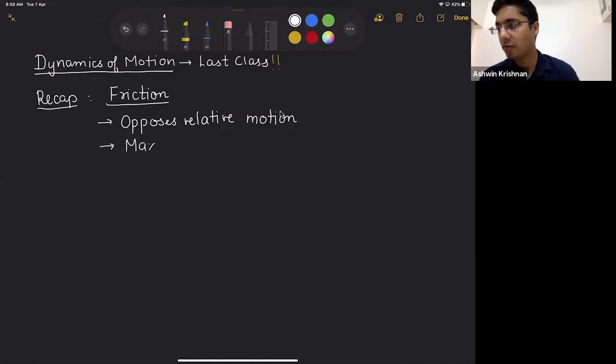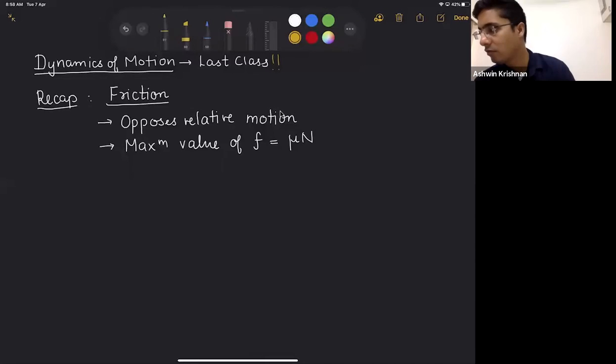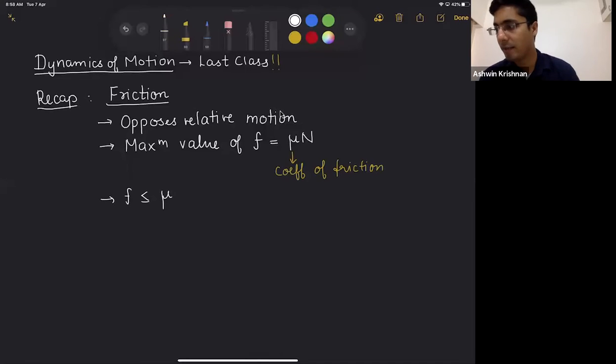Second, the maximum value of friction is mu into N. This mu is called the coefficient of friction. The actual value of F is less than or equal to mu N, depending on the applied force.